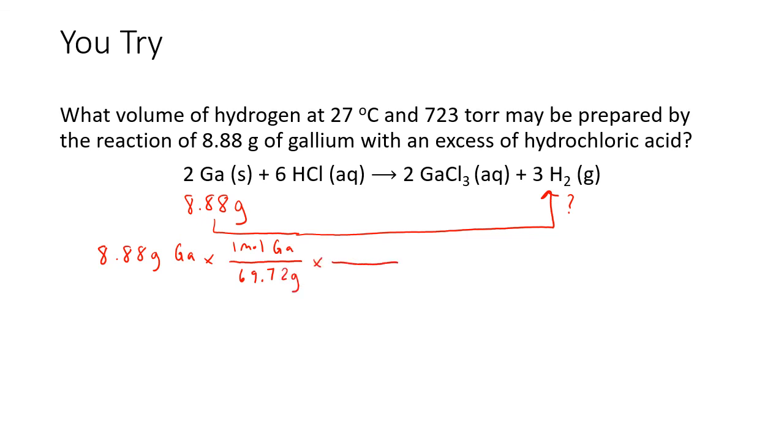Looking at our balanced equation, 2 moles of gallium will react to produce 3 moles of hydrogen gas. So 2 moles of gallium will go in the denominator. 3 moles of hydrogen will go in the numerator. Our grams of gallium will cancel. Our moles of gallium will cancel. And our number of moles of hydrogen that will be produced will be 0.191 moles of H2.